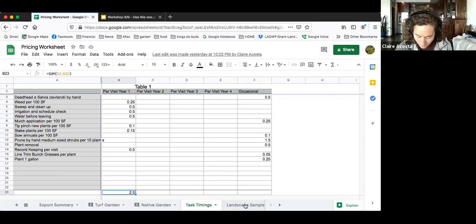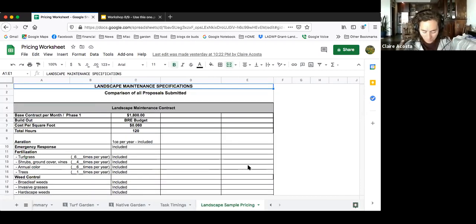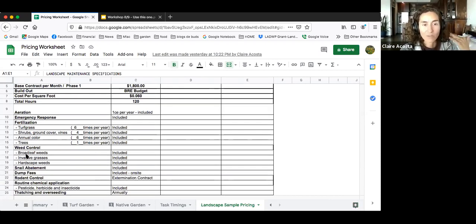Let's see if there's anything else I wanted to. Yeah, and I think this too is really helpful. These activities are helpful to have if you're ever invoicing. Actually, this will be a good example. I think this is a landscape sample pricing, kind of a sample contract of a turf proposal. This is turf, but it breaks it down into all the different activities, so the activities you had there, you can make that your invoice. You just copy that over and it's like, okay, we pruned these, we did that. Or you can include it in your bid, in your base contract.